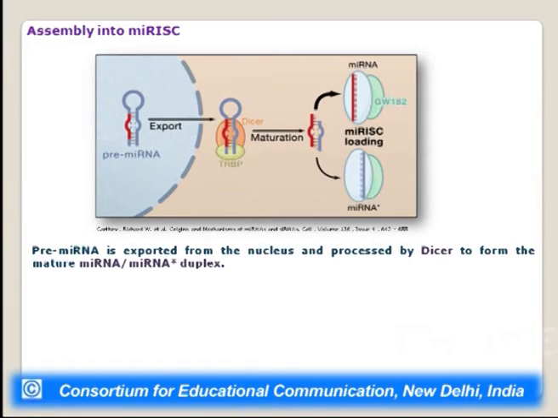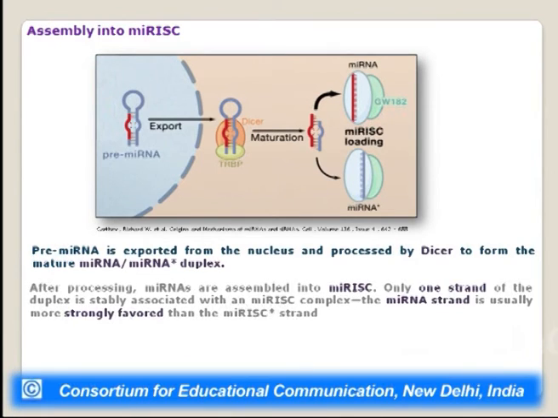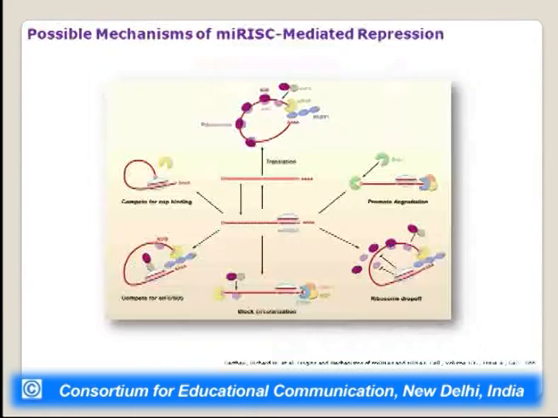So, pre-microRNA is exported from the nucleus and processed by Dicer to form the mature microRNA or microRNA passenger strand duplex. After processing, the microRNAs are assembled into miRISC. In miRISC, only one strand of the duplex is stably associated with the miRISC complex, and the other strand, which is basically the passenger strand, also gets associated with the miRISC complex, but it is not stable. However, the miRNA strand is usually more strongly favored than the passenger strand. So, in this way they assemble into this miRISC complex and then they mediate the repression.